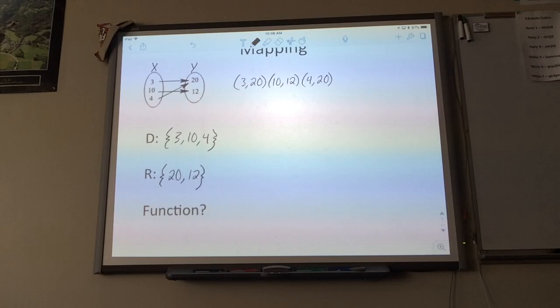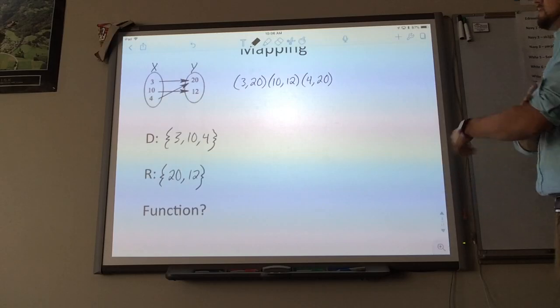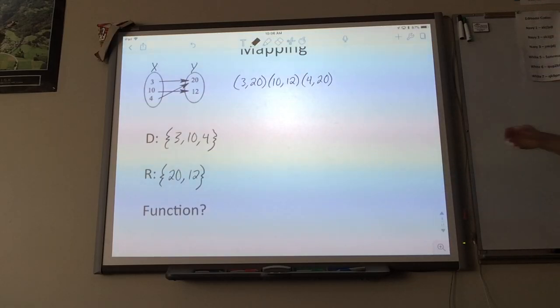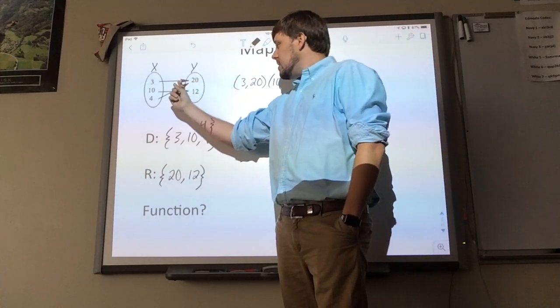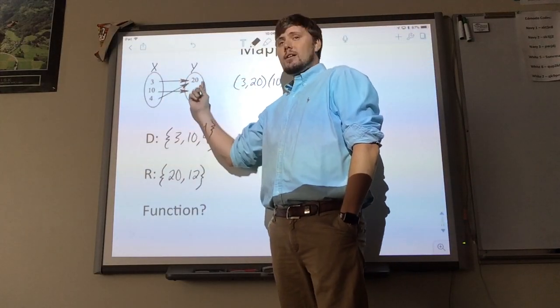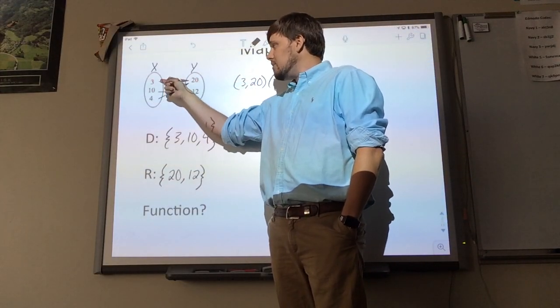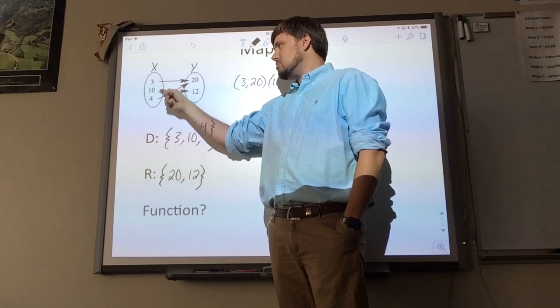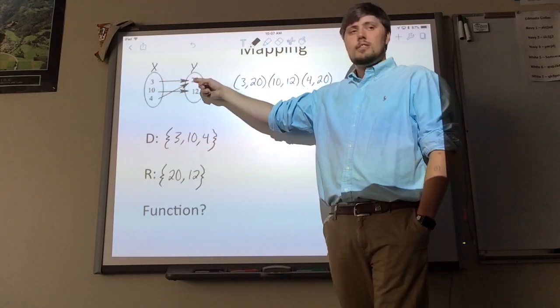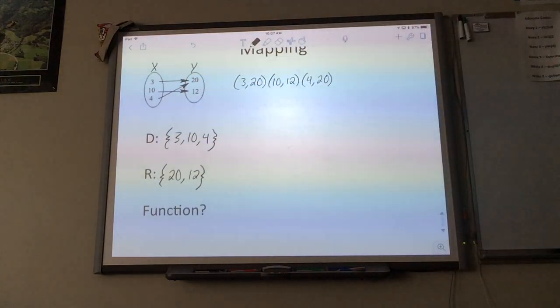Okay, last thing, is this a function? Does every input give you exactly one output? Yes. Okay, so with functions, again, our y's don't matter. It's our x's that matter. So all of our x's have one arrow leading. That's what we're looking for. It's okay that both of these go to 20 because that's a y value. So that is a function. You can write yes.